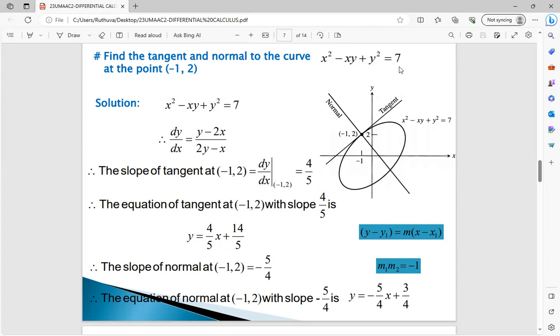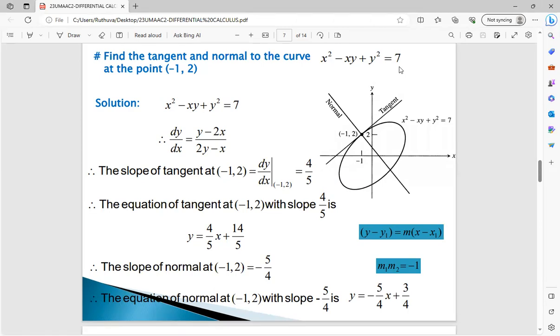So taking the dy by dx on one side and the remaining portion of the function to the right-hand side, we get dy by dx equal to y minus 2x divided by 2y minus 6.